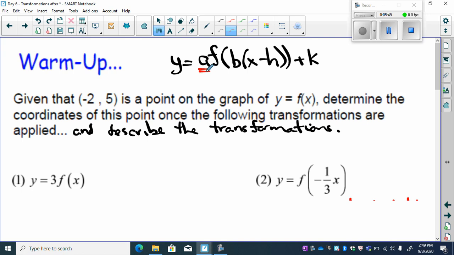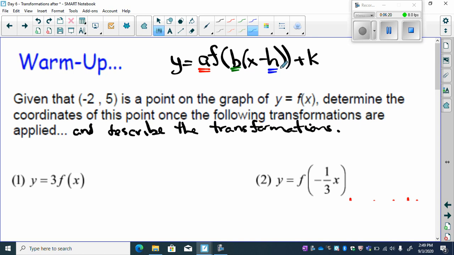a is the vertical stretch or compression; if it's negative, also a vertical reflection in the x-axis. b is the horizontal stretch or compression, with a horizontal reflection as well if b is negative. Just remember that the horizontal stretch factor is the reciprocal of this number. So if b is 7, the horizontal stretch factor would be 1/7. If b is 1/2, the horizontal stretch factor would be 2.